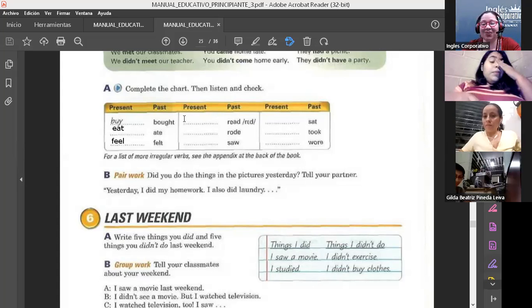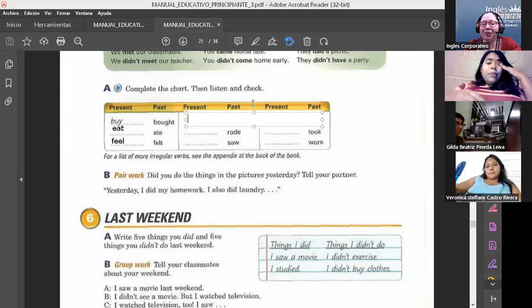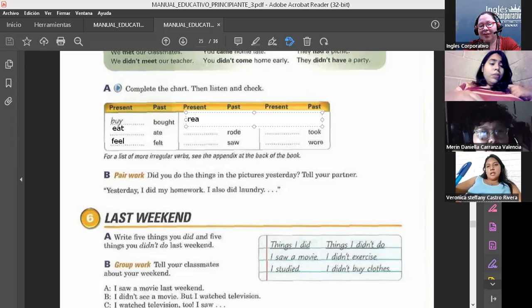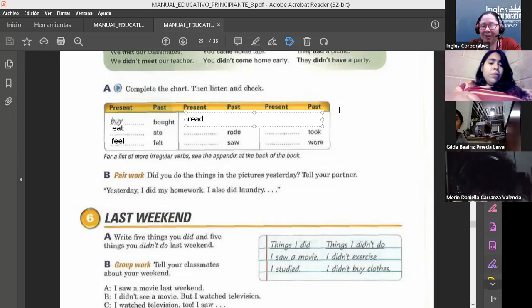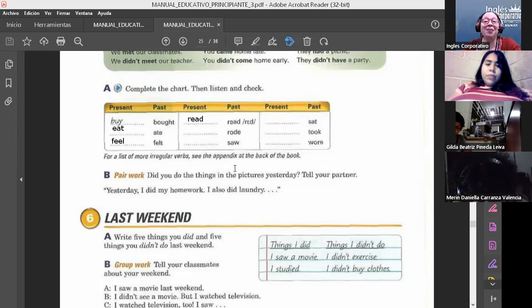Read. Sorry. Yes, read. Can you spell it for me, please? R-E-A-D. It is correct. Yes, it is. That is why I'm asking for you to spell it. Okay. What about the present tense of road? Right. Yes. Really? Right. It's right. How do you spell it?